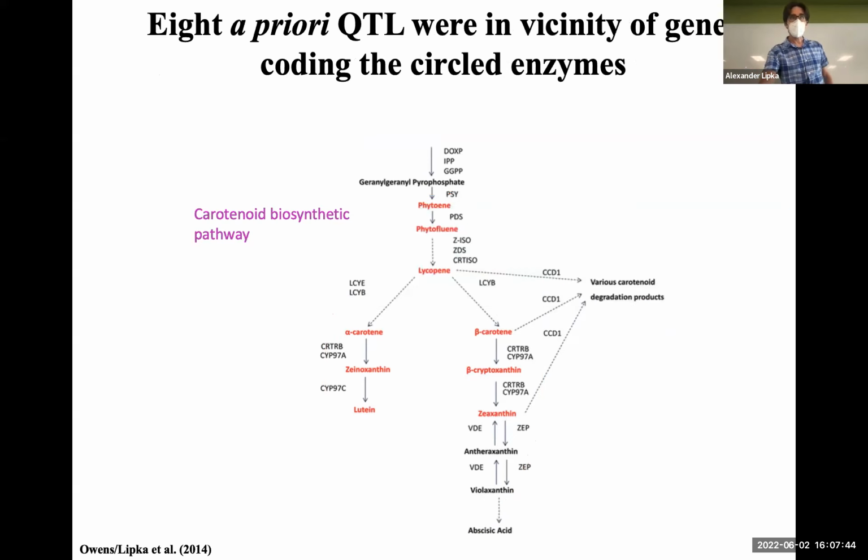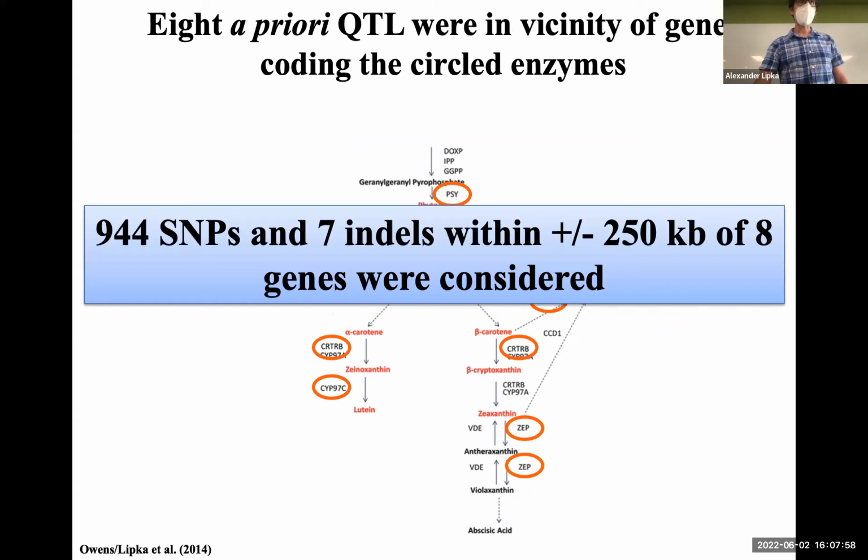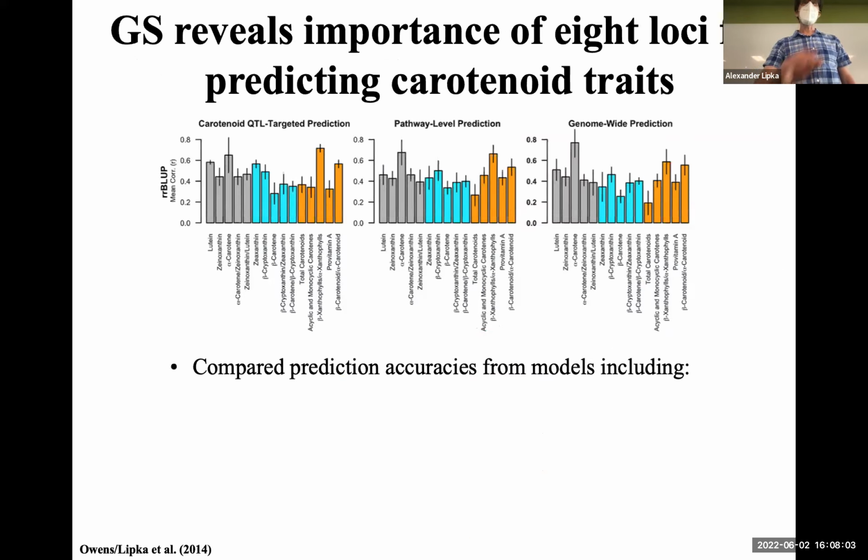Okay, and we would also consider 8 a priori QTL. So the genes producing these enzymes that are circled, we only considered markers that are in the vicinity of these genes, which amount to 944 SNPs and 7 indels. Okay. So here is a picture of the results. And so what we did here was five-fold cross-validation. Okay. So the x-axis on each of these bar charts are the particular traits that we looked at. The y-axis is our prediction accuracy from five-fold cross-validation, okay? And then this over here is using only those 944 markers in the vicinity of the 8 candidate genes. And then here is a larger subset of 7,448 markers in the vicinity of 58 candidate genes. And then here are the results for genome-wide set of markers, right?